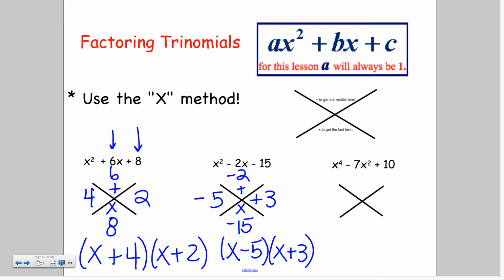Alright, the next one is a little bit different just because it's got the fourths and the squares in it. Nothing changes. So I'm going to multiply to get 10 and add to get negative 7. Now in this case, when I added, I got a negative, but when I multiplied, I got a positive. So that means that both of my little terms are going to be negative. And in this case, negative 5 and negative 2.